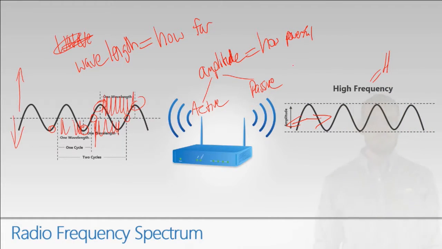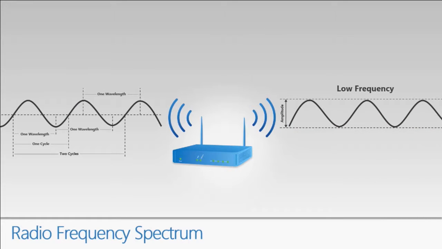So just kind of showing you the difference between a high frequency and a low frequency signal. We're talking about the wavelength. Wavelengths ultimately tell us how far that signal goes out. Amplitude tells us how much power is in that single signal. Say that 10 times fast.